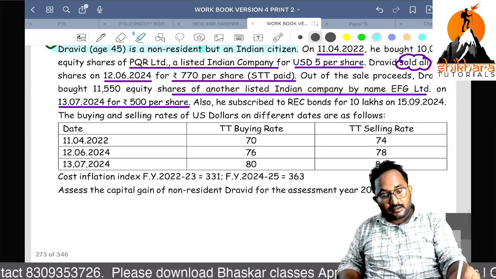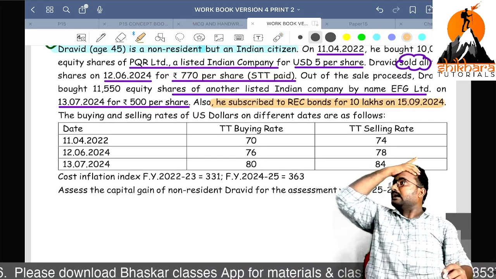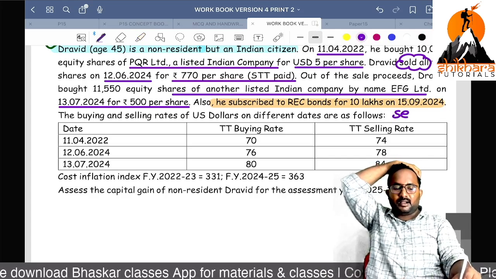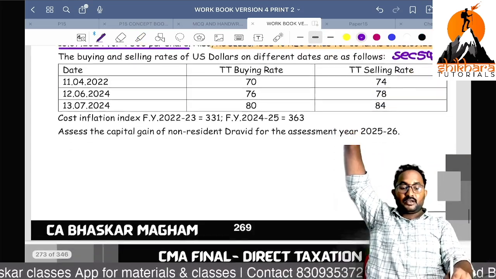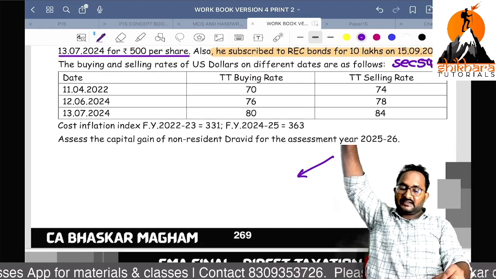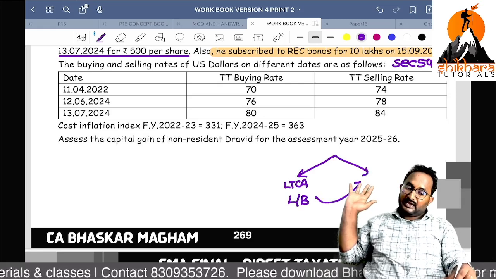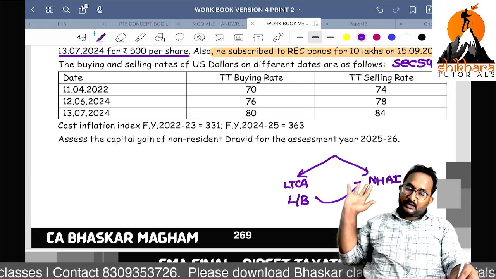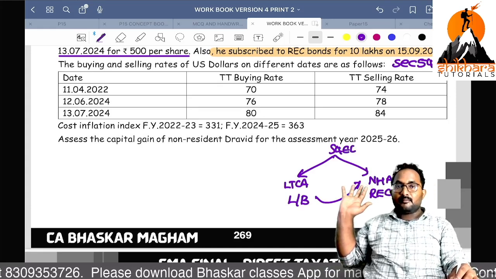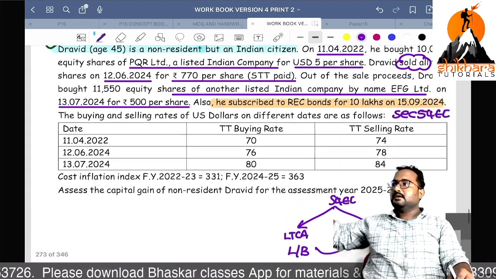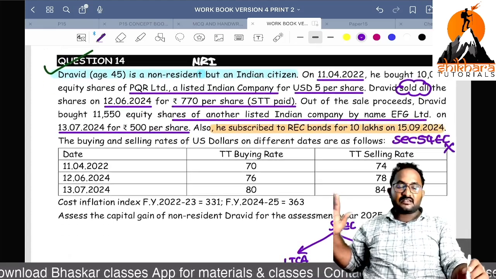One more point: he subscribed to the RECL bonds also. If he subscribed to RECL bonds, which exemption can we try to take? 54EC, but here 54EC is not available. For the 54EC exemption, the transferred asset must be a long-term capital asset, that is a land or building. With that proceeds, if you invest in NHAI bonds or RECL bonds, then you will get the 54EC exemption. But now, what is the transferred asset? Equity shares, long-term equity shares. With that you purchased it, that's why 54EC is not available.